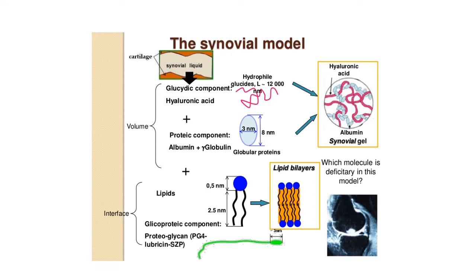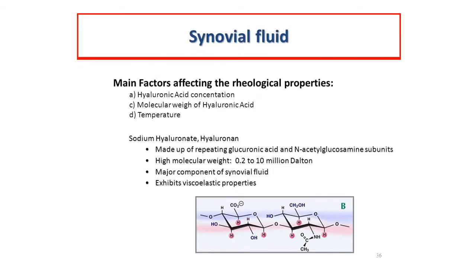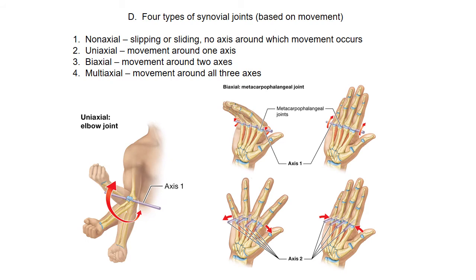I'm not going to go through this, it's just too detailed. Next slide. That's just a picture of hyaluronic acid and what it looks like. Next slide. It's very viscous. It's also elastic, so it has viscoelastic properties.